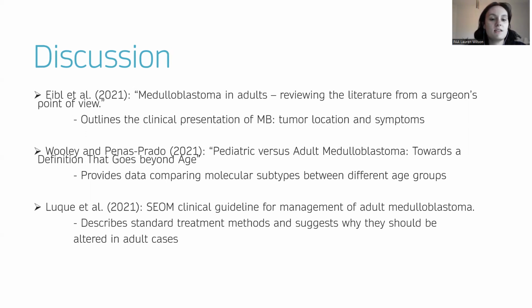2021 again, and it's SEOM, Clinical Guideline for Management of Adult Medulloblastoma. So this is where I think the most interesting part comes from. He talks about the standard treatment methods for treating medulloblastoma in children and how that has been extrapolated to adults. It basically starts out with surgical intervention. So they go in and remove as much of the tumor as they can without disturbing or disrupting any other important structures in the cerebellum, followed by craniospinal radiation with adjuvant chemotherapy.